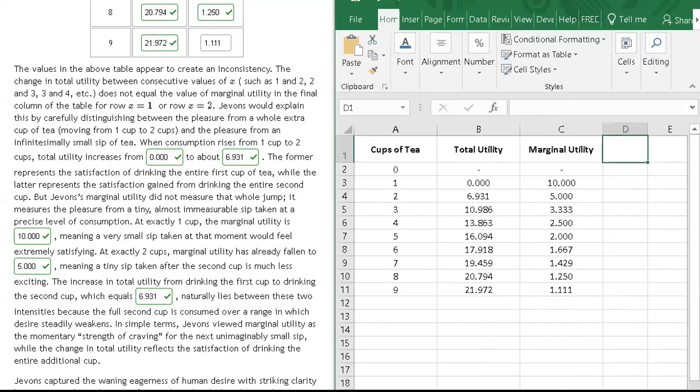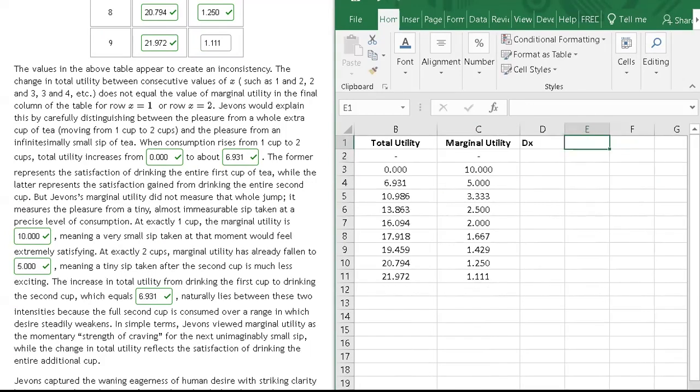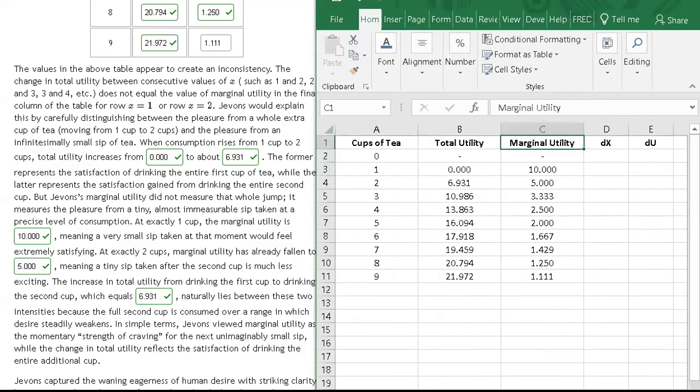I think the best way to illustrate what we're trying to get at here is we're going to take the differences in X and the differences in utility. This is the calculus method of calculating marginal utility. What I'm going to do here is show you the micro principles method for calculating marginal utility. And we have to start at 2 cups of tea.